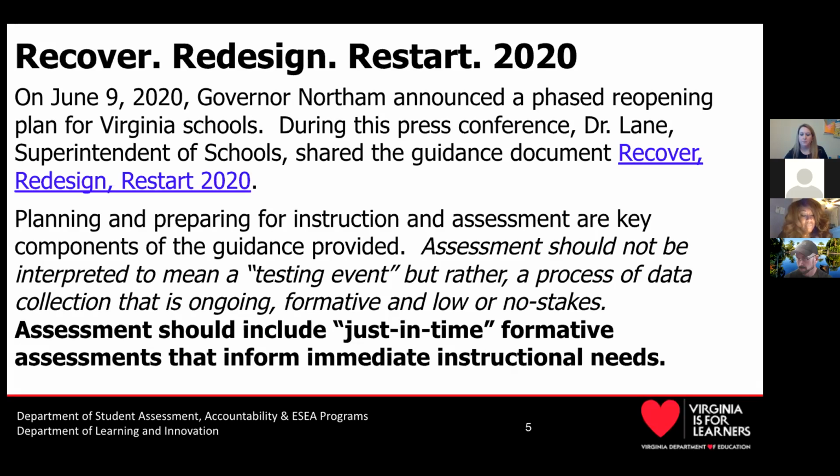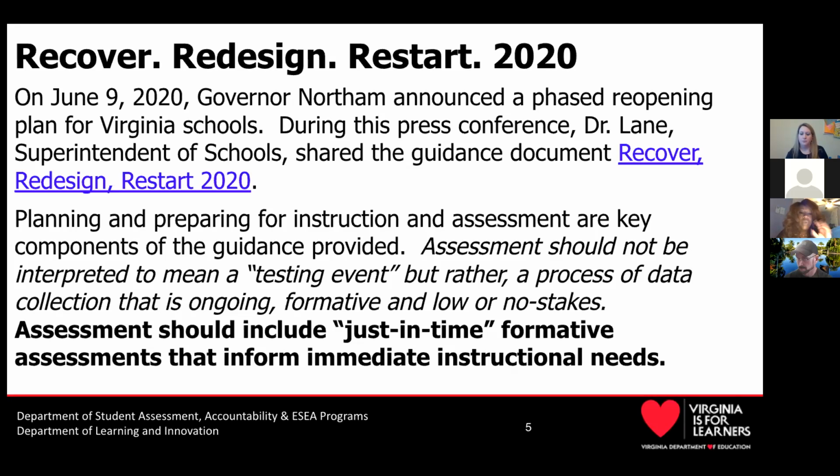As you may recall, on June 9th, Governor Northam announced a phased reopening plan for Virginia schools. During this press conference, Dr. Lane, our superintendent of schools, shared the guidance document for Recover, Redesign, and Restart 2020, which in our division we fondly refer to as the R3 plan. Preparing and planning for instruction and assessment are key components of that guidance document.